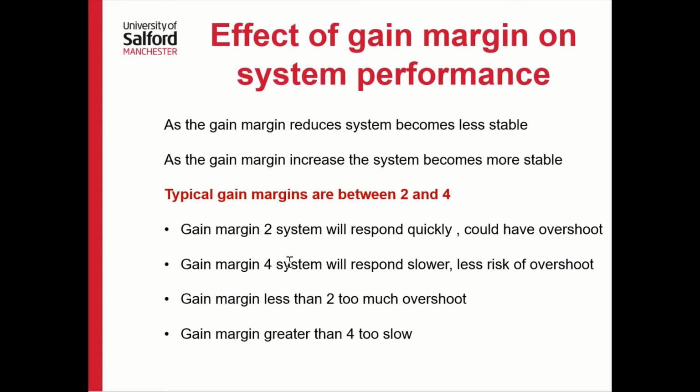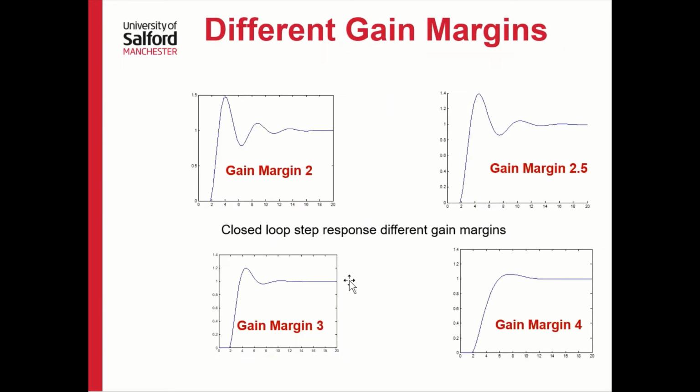So that's what we're looking for, and typically this is what you might see in a closed loop system response for different gain margins. Gain margin of 2, quite an oscillatory response. Gain margin of 2.5 would be less gain, it's not quite as oscillatory. Gain margin of 3, again not as much oscillation. Gain margin of 4, hardly any oscillation at all. So as we increase the gain margin, the control system performance steadies down.